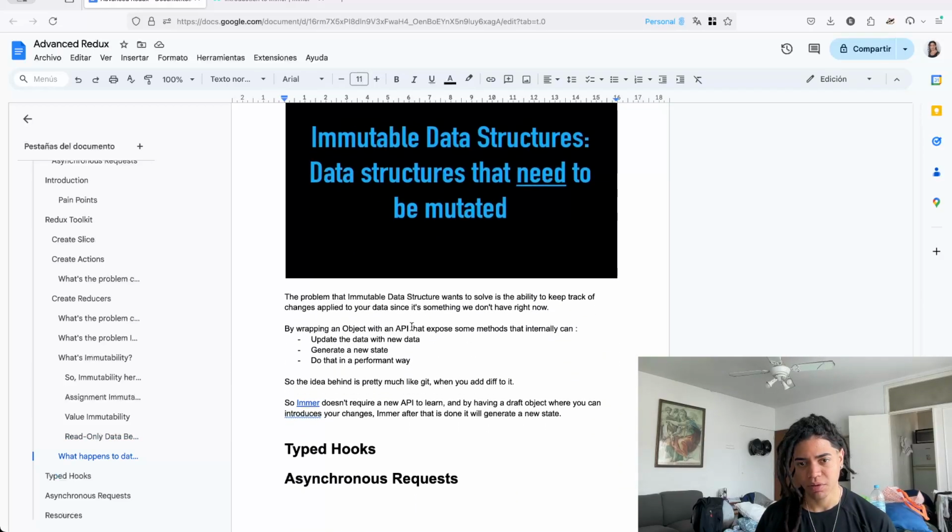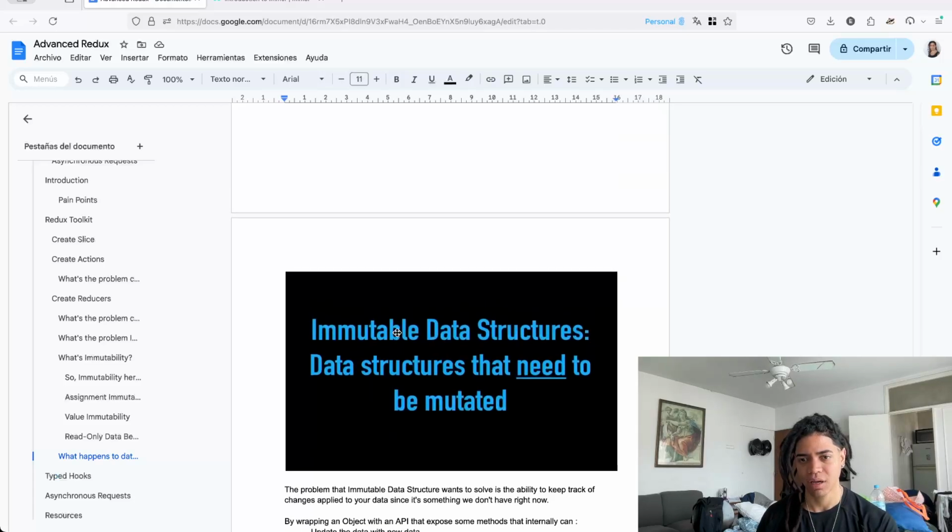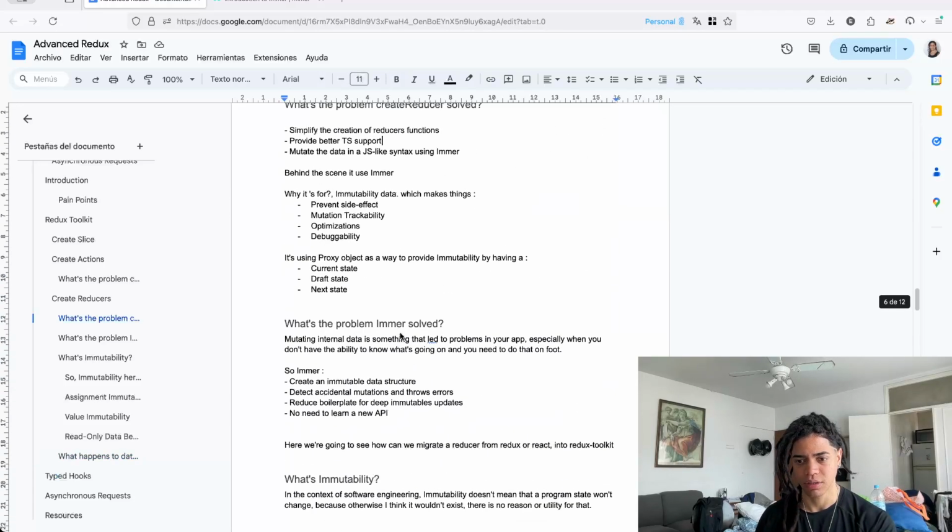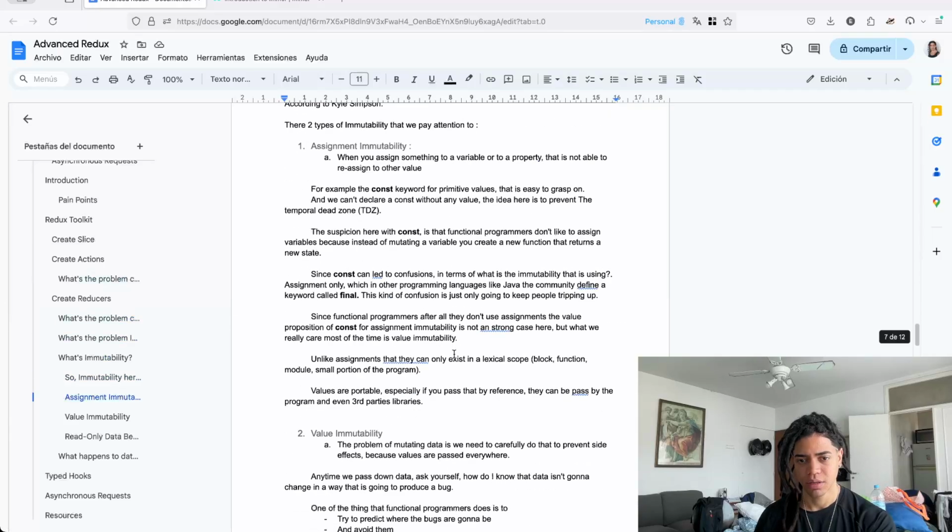The problem that immutable data structures want to solve is the ability to keep track of changes. But again, I prefer to actually take a look now at the code.